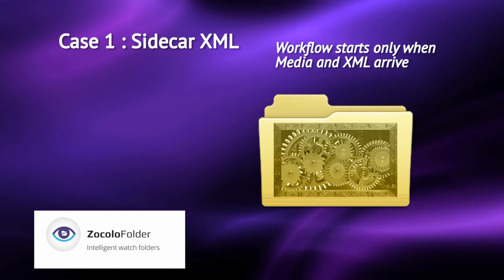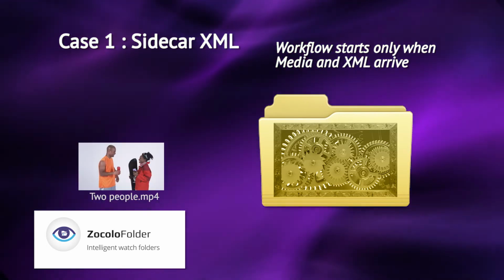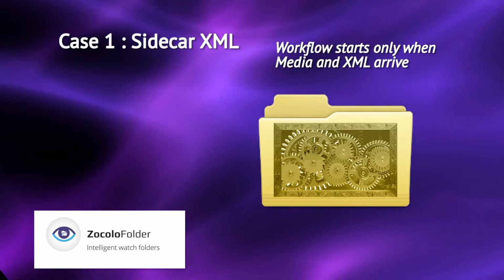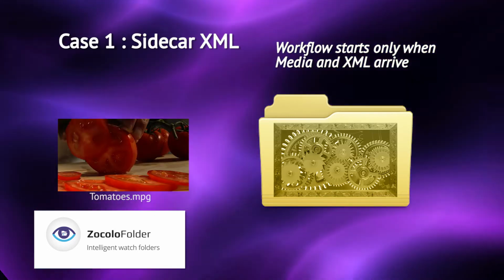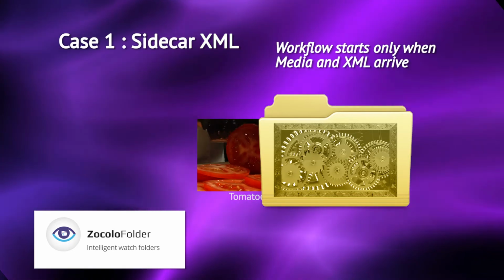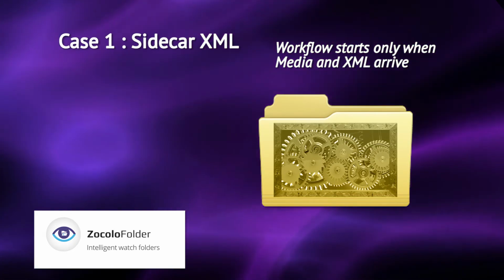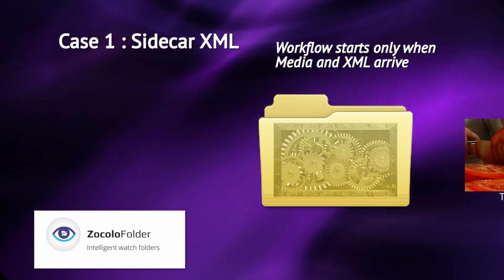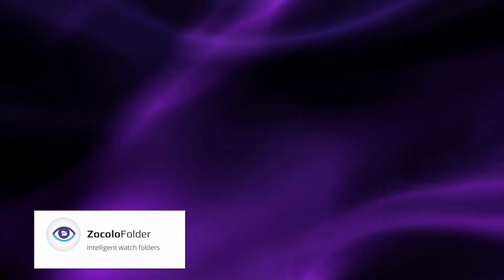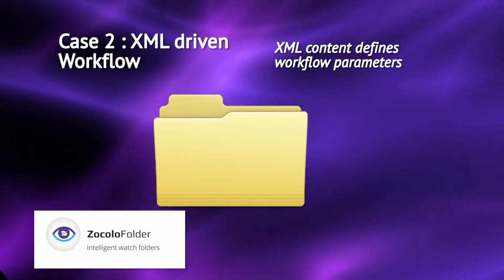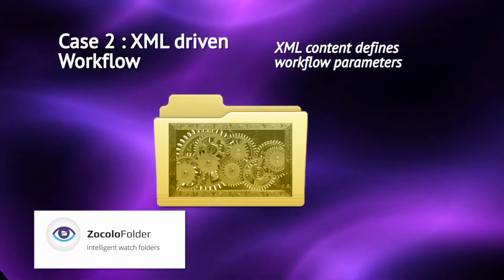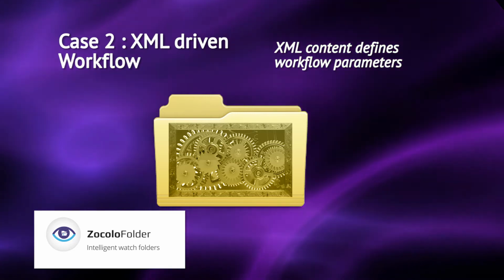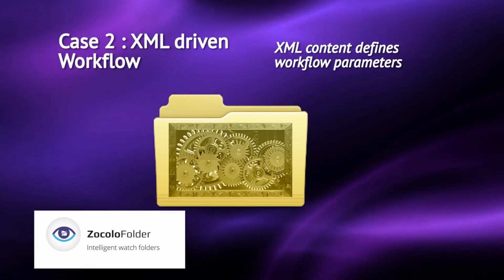See how it works with the Sidecar XML. Only when the Tomatoes media file arrives do we associate it with this metadata and produce a package to upload into the MAM system. Excellent! Case number 2. We can actually read the content of metadata and decide what action is required based on that information.